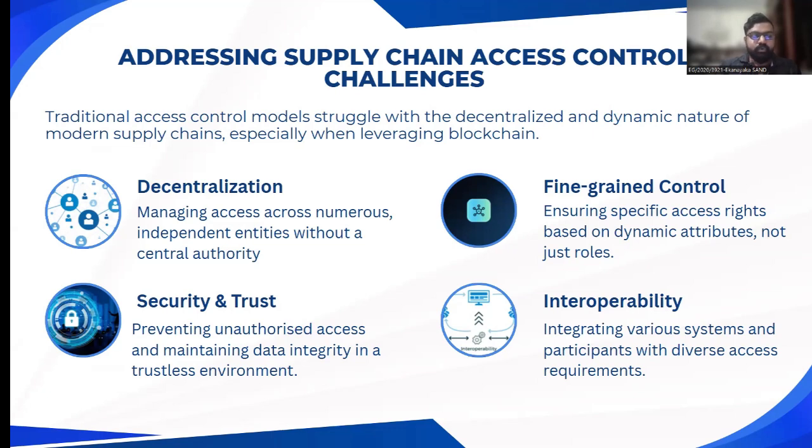The paper outlines four major challenges that arise in this context. Decentralization: no central authority governs access. Then security and trust, where data integrity must be preserved without assuming trust between parties. Then fine-grained control, which requires decisions based on more than just user roles, and interoperability, meaning the system should flexibly handle diverse access requirements. TRABAC aims to tackle these challenges through a blockchain-based solution.